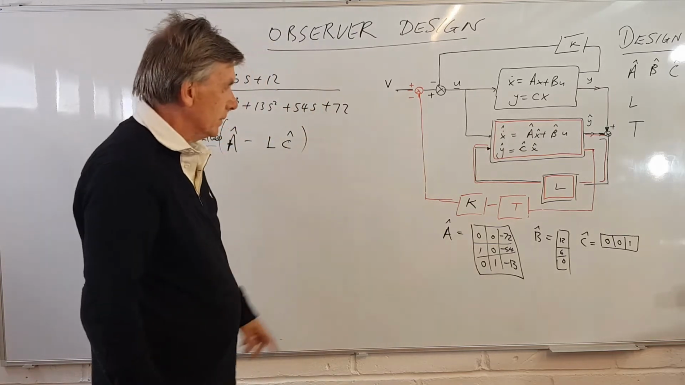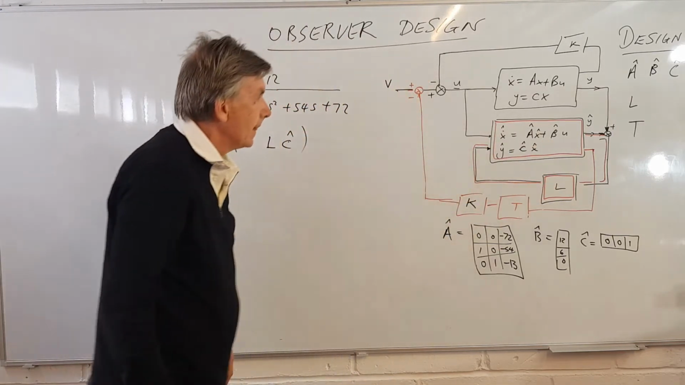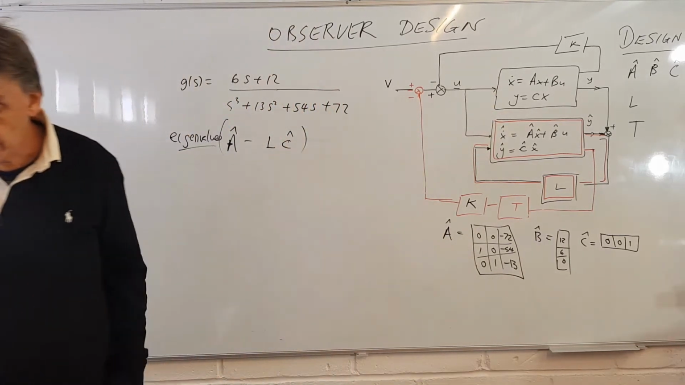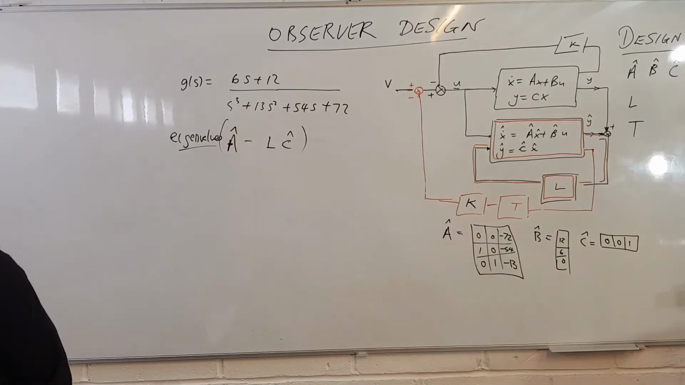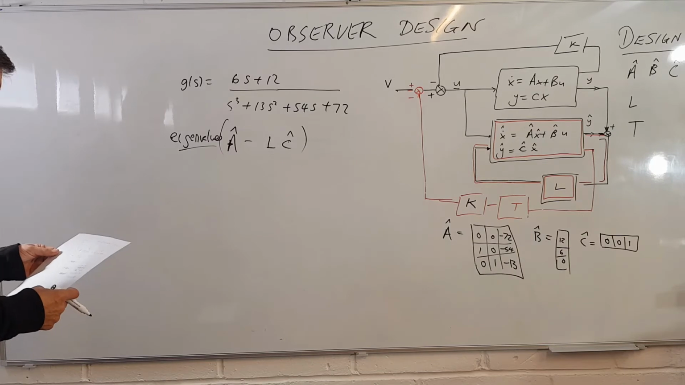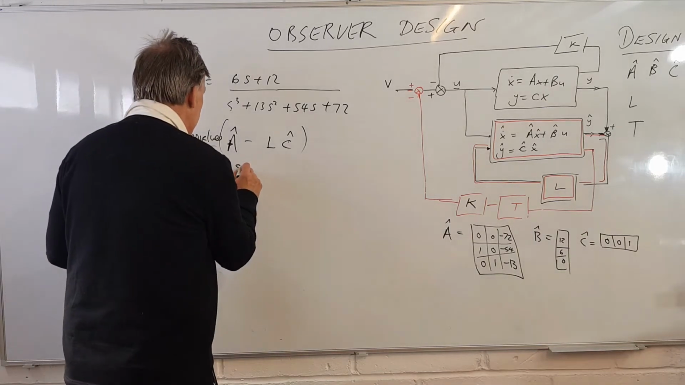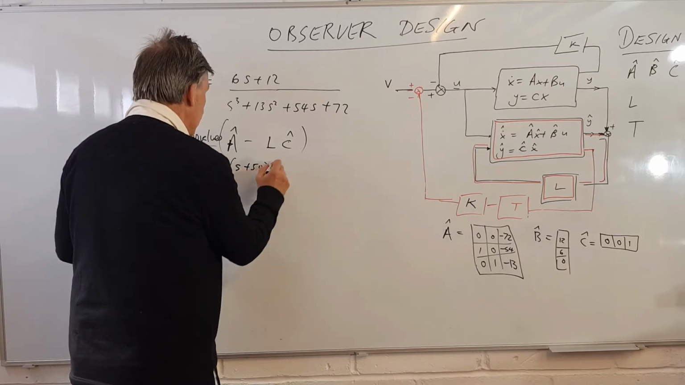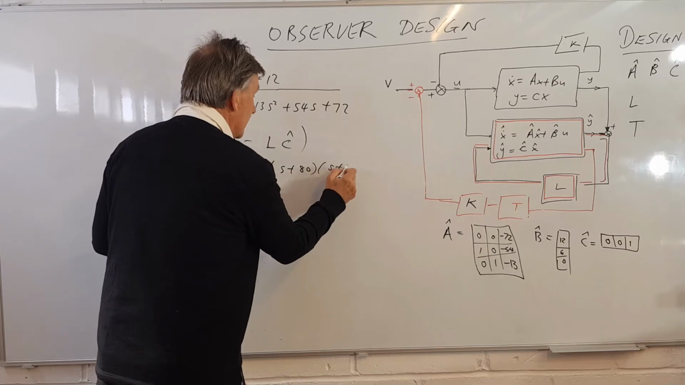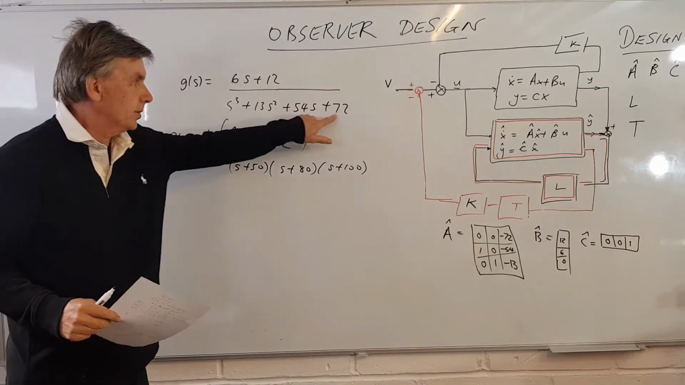So we're going to have some L that's going to put some closed loop poles into the system for us, which are significantly faster than these. So I've decided to choose, and these can be chosen to some extent arbitrarily, 3 fast poles. So I've got an S plus 50, an S plus 80, and an S plus 100. There's 3 poles because this is a third order equation.